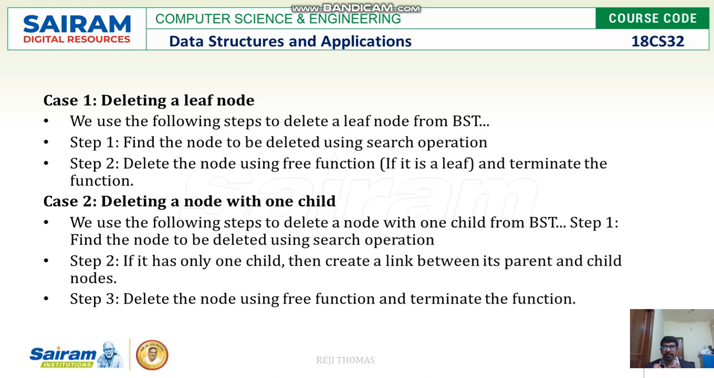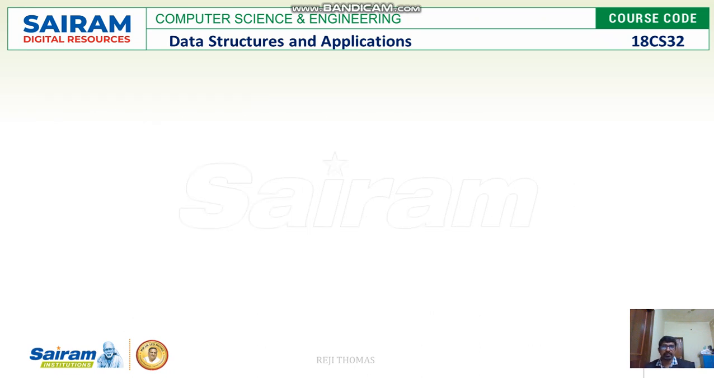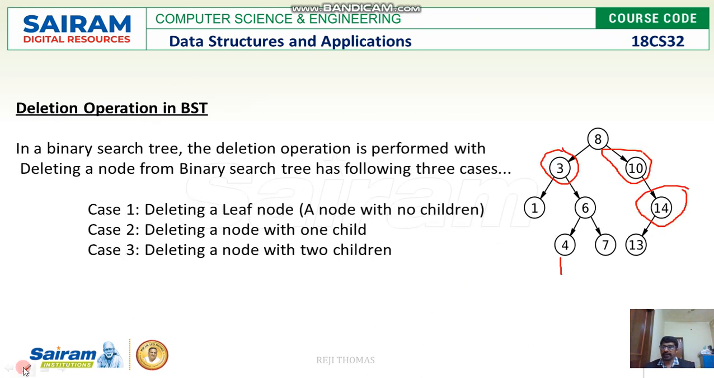So if it has only one child, then create a link between its parent and child nodes. Let me take the previous case. You want to delete this node. We'll take it as 14. This you are going to delete because it has got a single child. So when I delete, what happened to this 13? 13 does not have a parent. So you have to create a link between 10 and 13 where it has to be inserted. We cannot insert 13 to the left of 10 because 13 is larger than 10. So this has to be inserted at the right place.